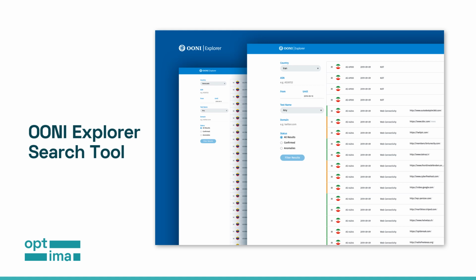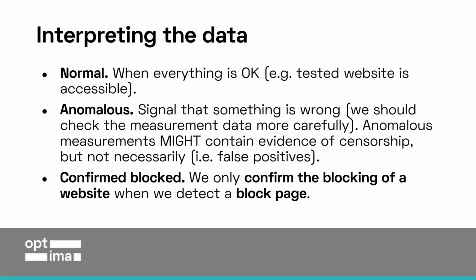At the bottom, the last filter is only applicable to the websites test. The websites test within OONI Explorer is called web connectivity. So you would have to filter it based on web connectivity if you want to find the websites. Below where it says all results confirmed anomalous, those features only apply to web connectivity, the website results. And in order to explain what we mean by this, we first need to explain some basics of interpreting the data pertaining to the testing of websites.